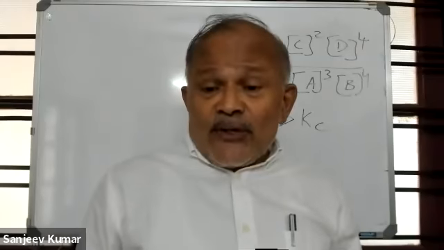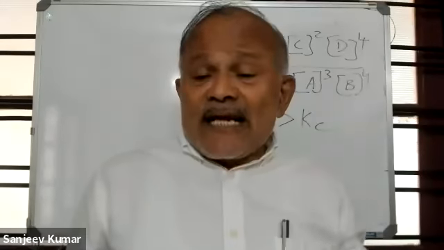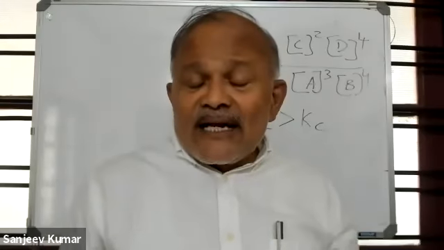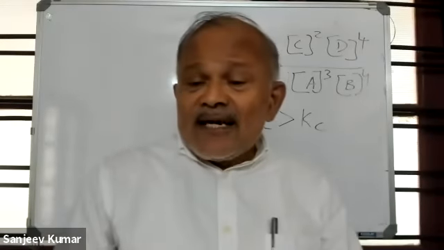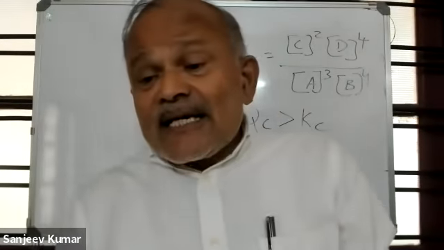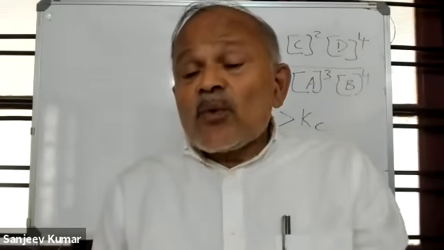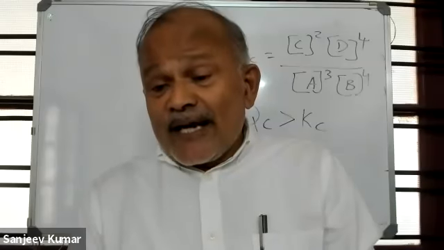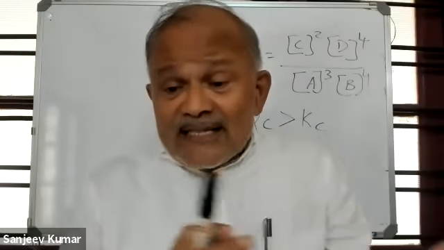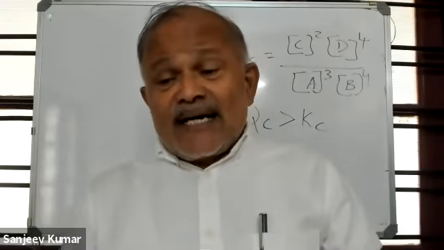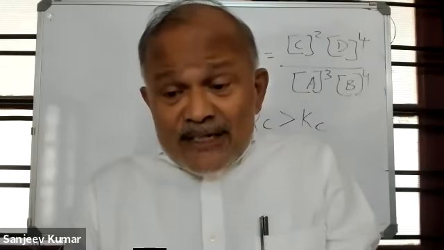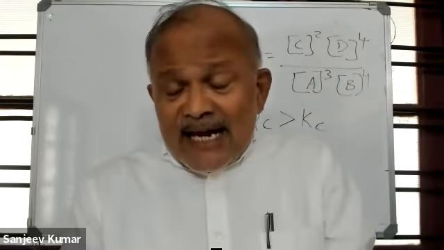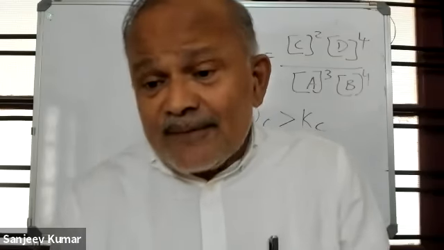Reaction quotient value equilibrium constant നേക്കാൾ കൂടുതലാണെങ്കിൽ അതിന്റെ മീനിങ് എന്താ? നമ്മൾ എടുത്തിരിക്കുന്ന കോൺസെൻട്രേഷൻ പ്രോഡക്റ്റിന്റേത് equilibrium concentration-നേക്കാൾ കൂടുതലാണ്. അപ്പൊ എന്ത് പറ്റും? In order to maintain equilibrium, more backward reaction will take place, so that the concentration of the product will decrease and the concentration of the reactants are increased, and it will attain equilibrium.